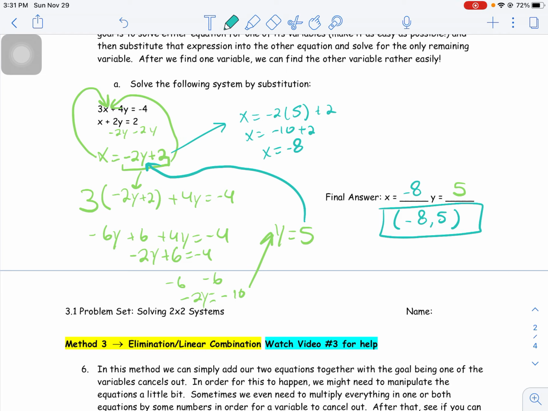All right, so that's solving by substitution. You get a variable set by itself. You plug that variable into the other equation, solve for one of the variables, and then you have to plug back in again.